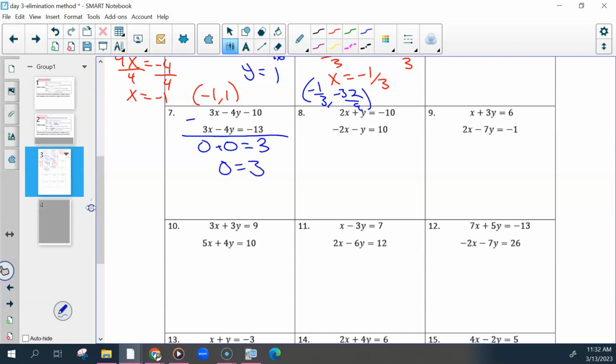So what type of solution would this be? No solution, not infinitely many? Because they're not the same. No, they're not the same.